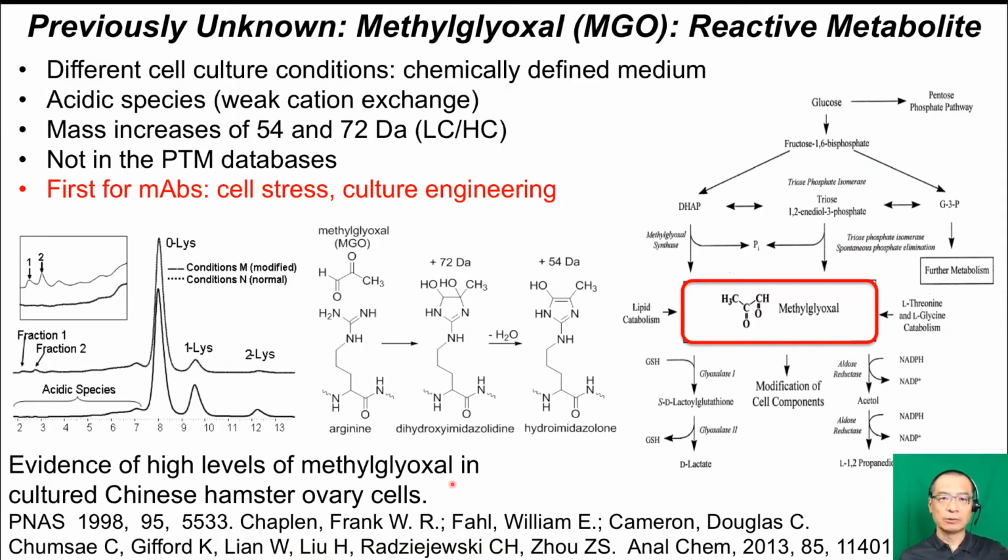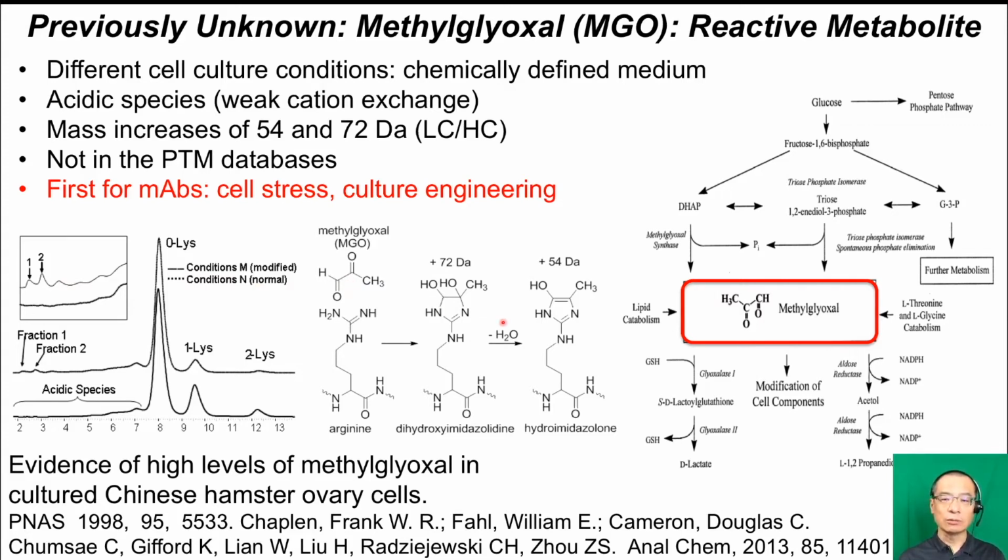So the first example is a previously unknown metabolite, methylglyoxal, that reacts with antibody product. This was discovered during different cell culture conditions, particularly in chemically defined medium. And then we see a new peak, an acidic peak over here. And there is an increase in mass of 54 and 72 Dalton. And this mass change for antibody wasn't in the database. Without going into the detail, we were able to figure out that this metabolite is methylglyoxal, a dicarbonyl compound, shown over here, that can react with arginine to form this 5-member ring adduct.